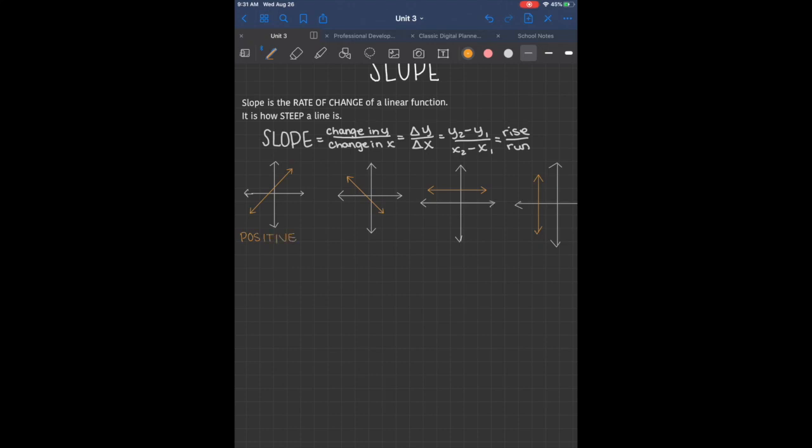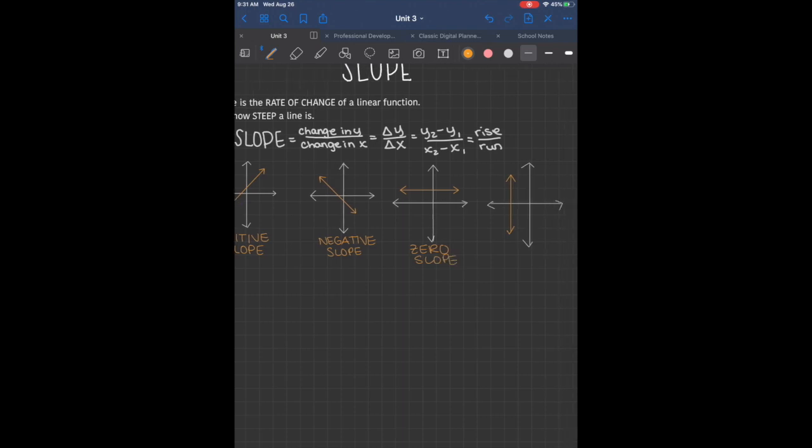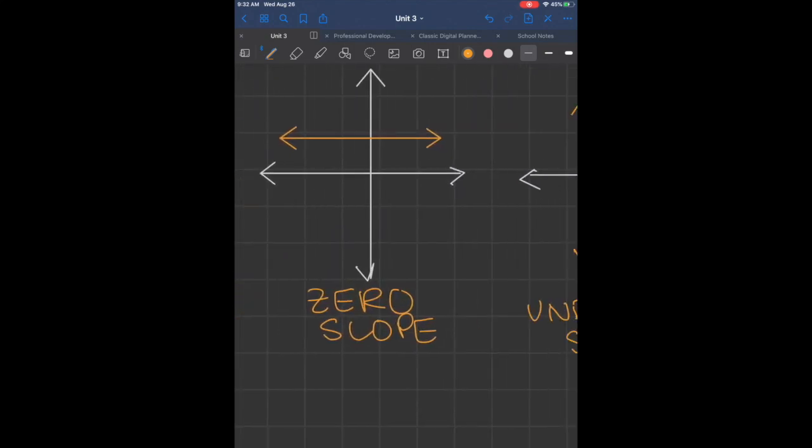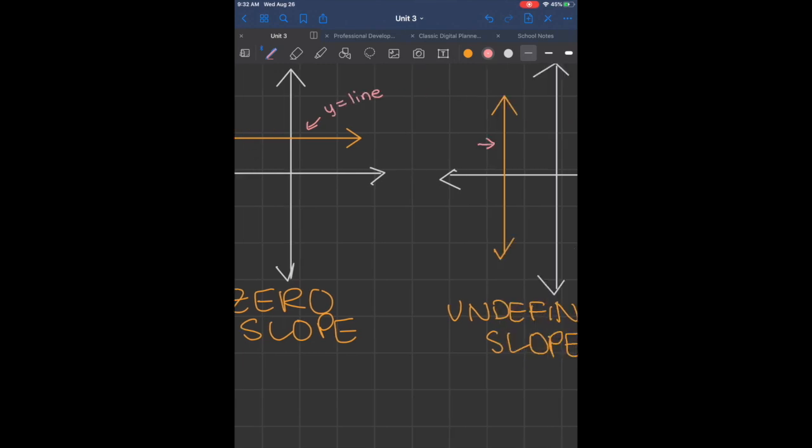So here's some examples of types of slopes. The one that's going up from left to right is a positive slope. The one going down from left to right is a negative slope. The one that's flat is a zero slope. And the one that's up and down is undefined because it's not a function. It would not pass the vertical line test.